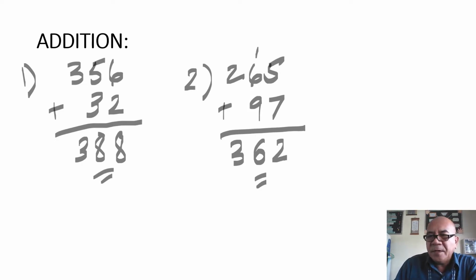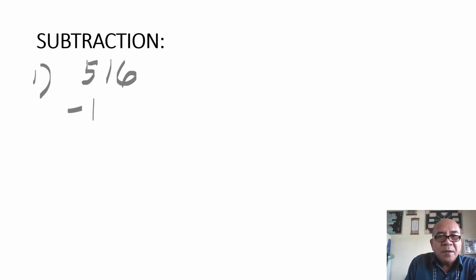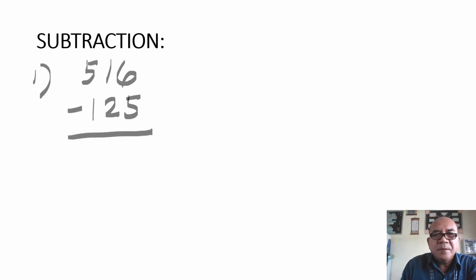Okay, pupunta tayo sa subtraction. Okay, number 1, example. Okay, 516 minus 125. So, pareho din sa pag-a-add. Ina-arrange natin by ones, tens, and hundreds. So, 6 minus 5, pababa, it's 1.